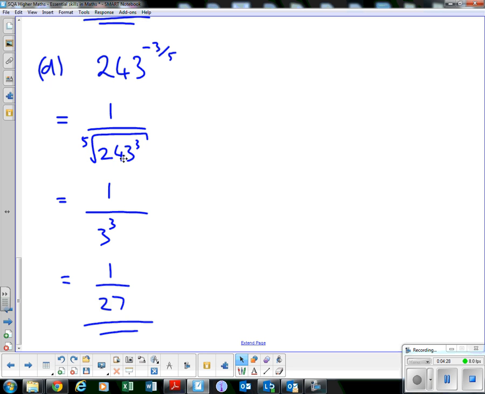So we found the 5th root of 243. We still need to cube it. So that's 1 over 27, because 3 cubed, 3 times 3 times 3, is 27. Again, if we're silly, we could cube 243 and get a very large number. That'll be well over 1 million. And then take the 5th root of that very large number. I prefer taking the root first because it's so much easier. You would, of course, still get a 27th.